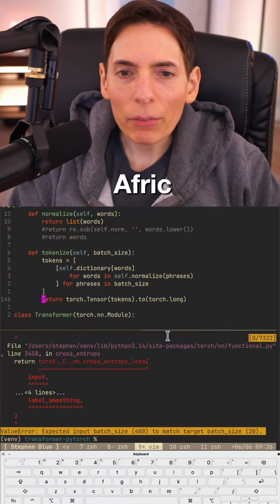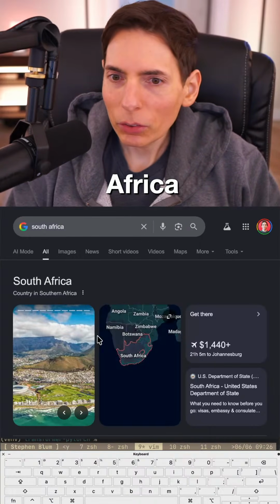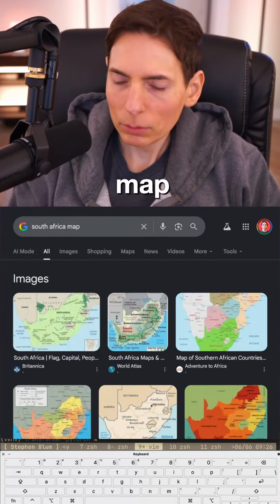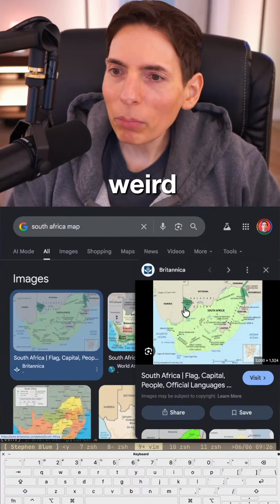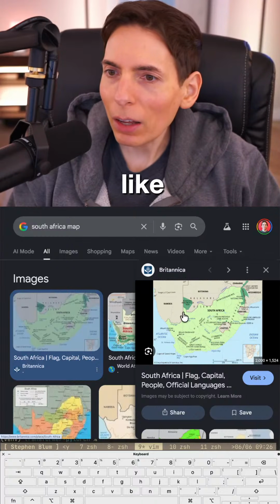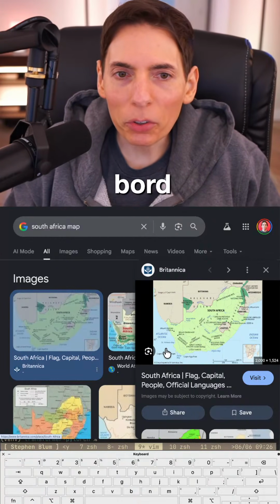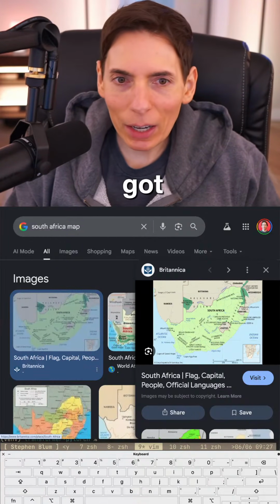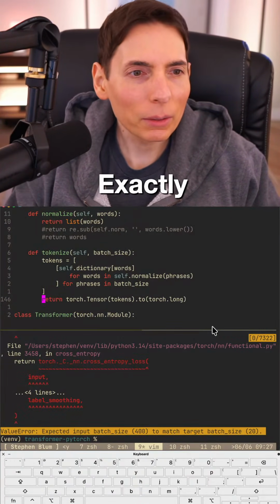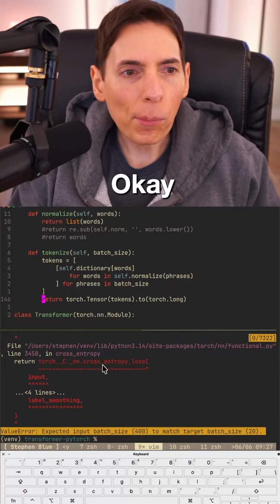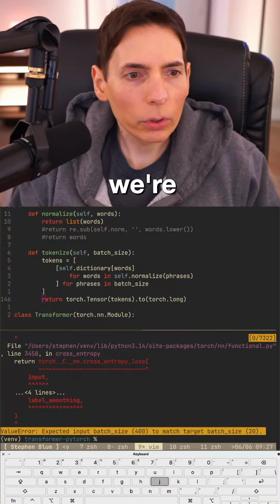Okay. South Africa has something similar. Oh, does it? South Africa. Let's check this out. Map. Here we go. Oh, yeah, look at that. For some unknown reason, it's got a weird border. It's just weird territory borders. Yeah, there we go. Territory borders. You got it. Exactly. Okay, I'm going to ignore that for now. All right, that part looks good. So we're going to leave that there.